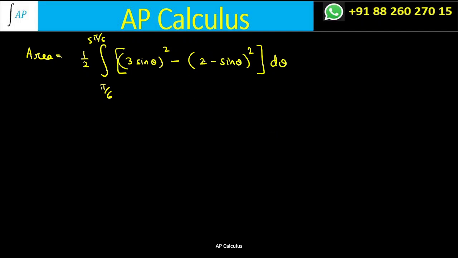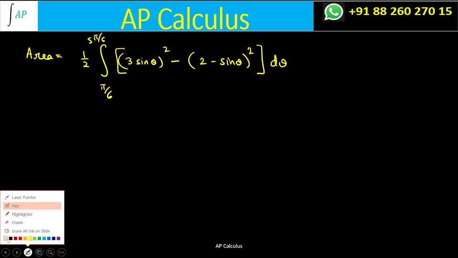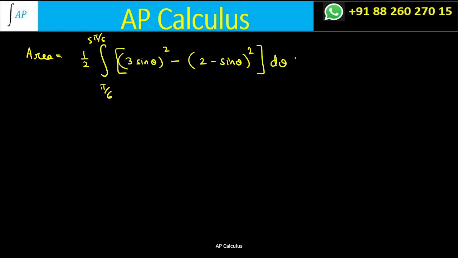Now either you can substitute this directly in the calculator and get the answer, but suppose you want to do this without a calculator, which we can do, so let's do it without the calculator. You can substitute this expression in the calculator also and you will get the direct answer. So this is 1 by 2 integration from pi by 6 to 5 pi by 6.